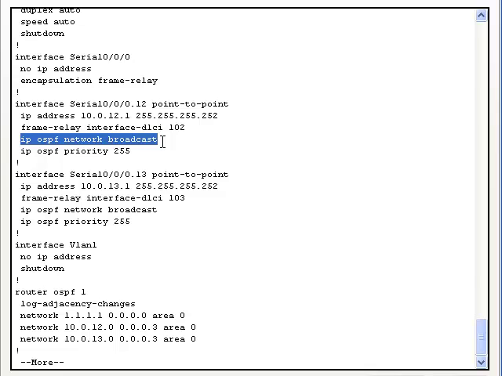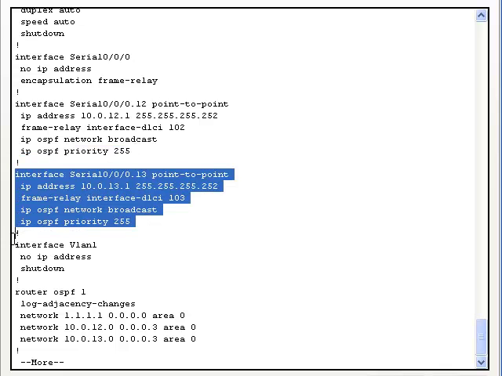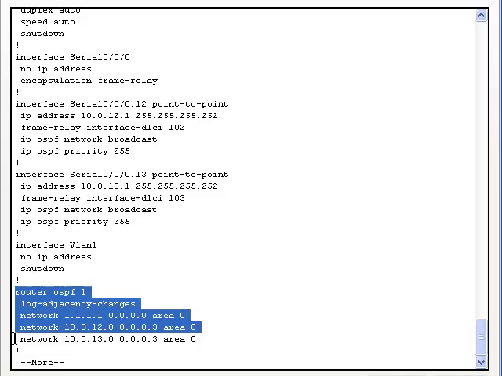We're also using pseudo broadcast in order to connect with router 2. And we gave router 1 a very high priority so that it would become the designated router. Also, we did a similar configuration on the serial interface going to router 3. And here is our OSPF setup.